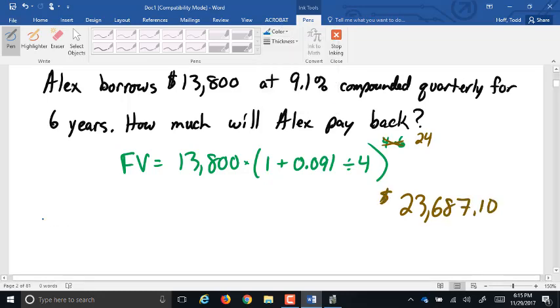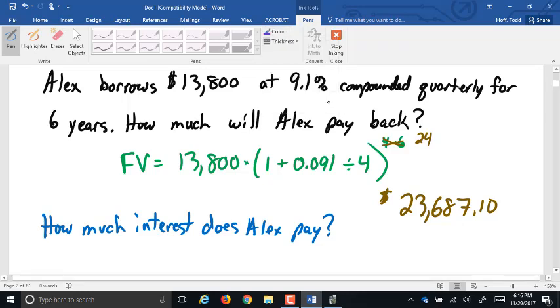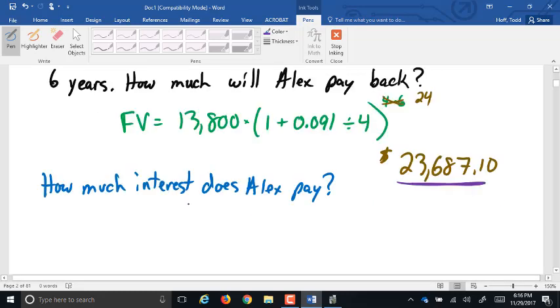Now here's my next question. How much interest does Alex pay? Now here's one of the things that's backwards in compound interest. When we did simple interest, we always found the interest first, then you added it on, right? Here we find the ending amount. To get the interest, we have to subtract the beginning amount. The difference between the future value and the present value has to be interest.